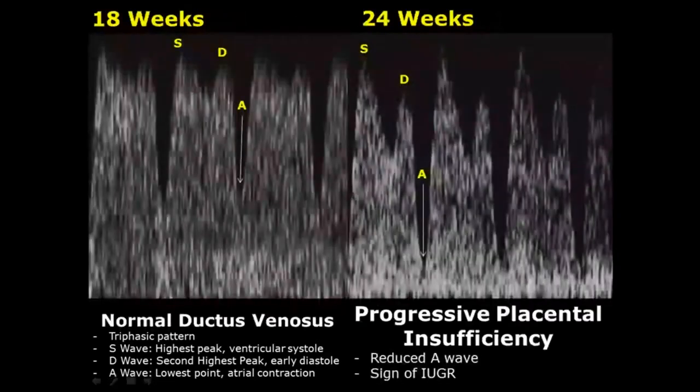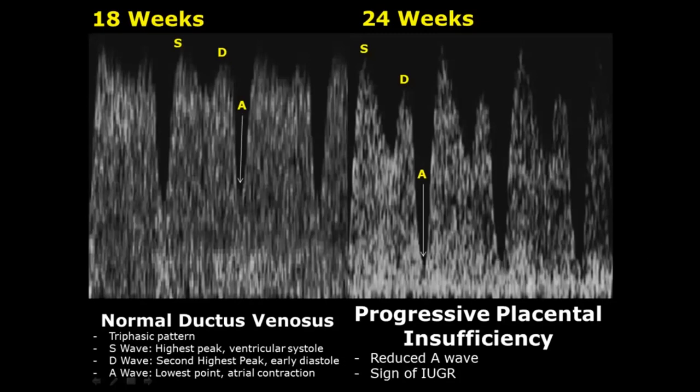The A wave is more important in diagnosing certain conditions such as placental insufficiency, IUGR, and cardiac anomalies. In the first image, you can see a normal ductus venosus. At 18 weeks, you can see the A wave is normal, whereas in the second image, it is taken at 24 weeks of the same fetus, and you can see a reduction in the A wave. It can be a sign of placental insufficiency and IUGR.